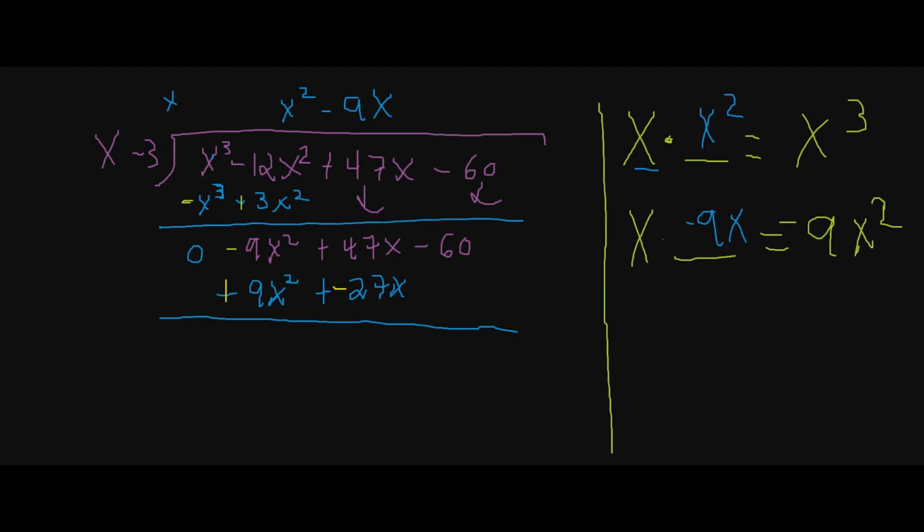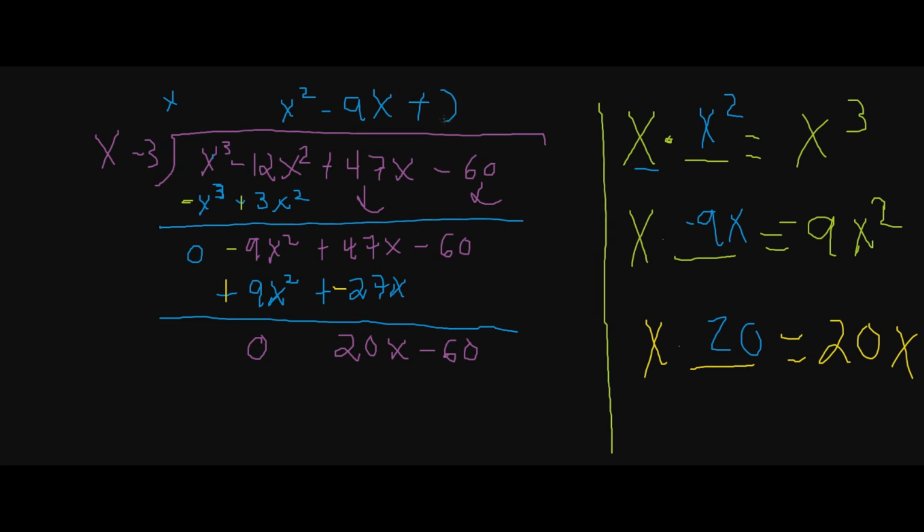Well, what are we going to get? Well, negative 9x squared plus 9x squared is 0. And now we add these rows down here, and this is going to give me 20x minus 60. All right, now I just proceeded to do the same thing. We're just going to focus on this term right here, and we're going to get x times what gives you 20x? Well, that has to be 20. So I'll put plus 20.